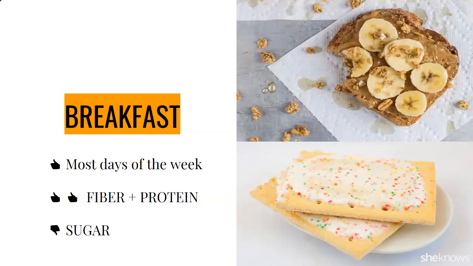So when we eat foods that are really high in sugar and don't have any fiber and protein and healthy fat, especially at breakfast, that can lead us to having a little bit of an energy crash later in the day. So with breakfast, we want to try to make sure we have some fiber and some protein and make it a lower sugar option.